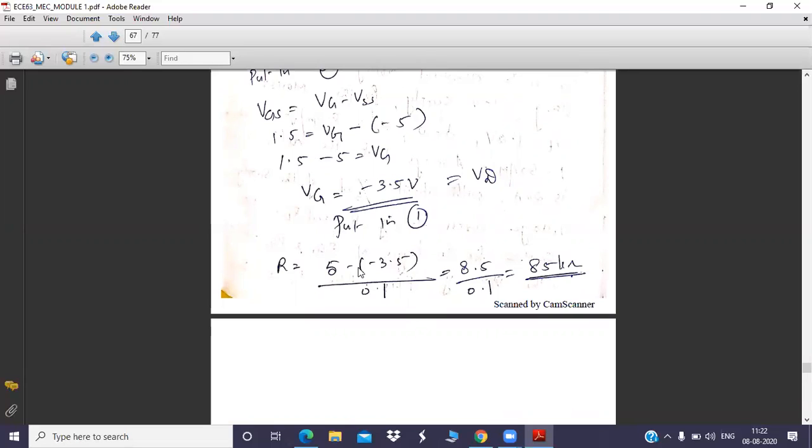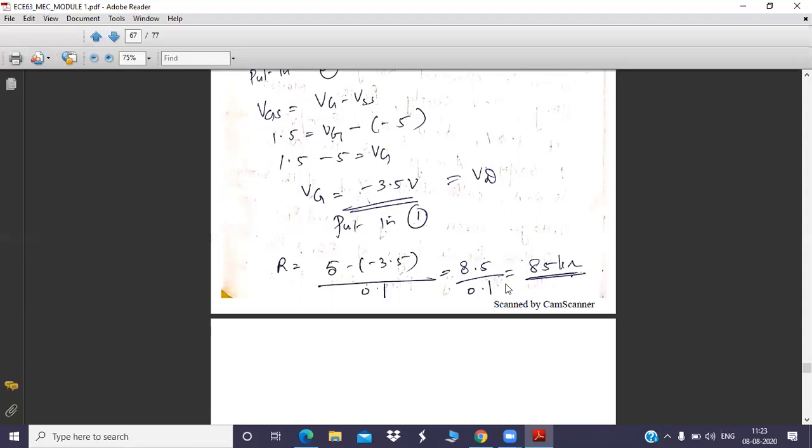Whatever you have done, that forms the Ohm's law equation, that is R is equal to potential difference divided by current. Potential difference is 5 minus negative 3.5. Okay, don't neglect this negative. Gate is at negative voltage, so you have to take this negative polarity into consideration. So the equation becomes 8.5 divided by 0.1 milliamps.